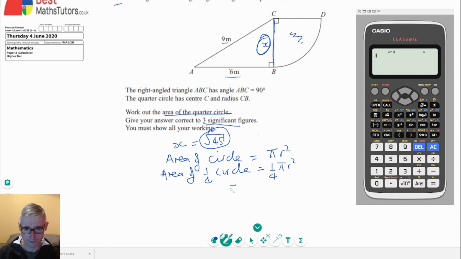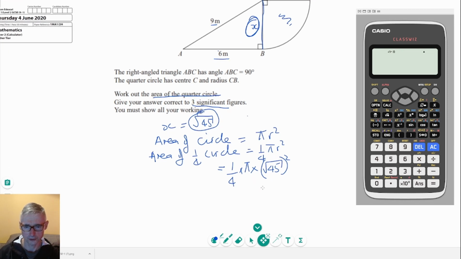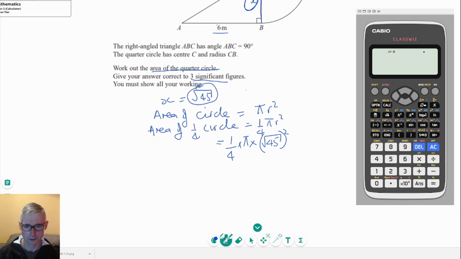So for our quarter circle, we've got a quarter times pi times root 45 squared. This is why it's great that we've left it as an actual root, because if we square root 45, the square and the root cancel each other out. So that gives us a quarter times pi times 45. We've got rid of any roots, and we've not had to write down any decimals yet. So I'm going to work that out on the calculator.